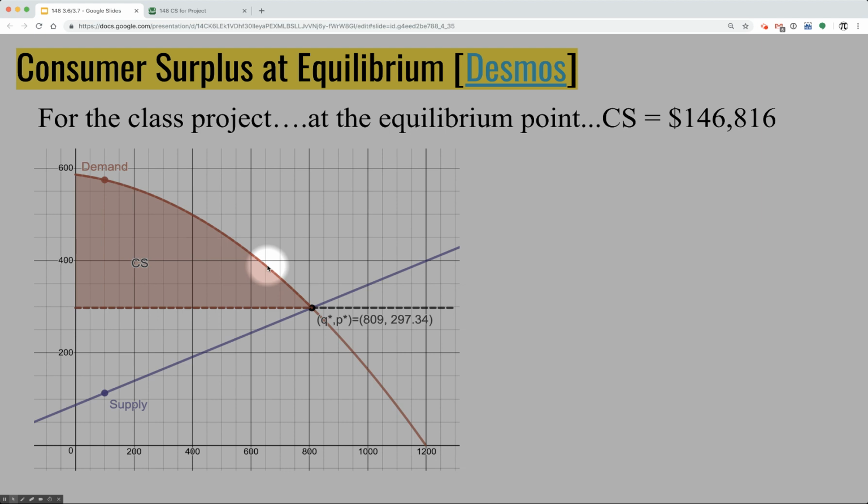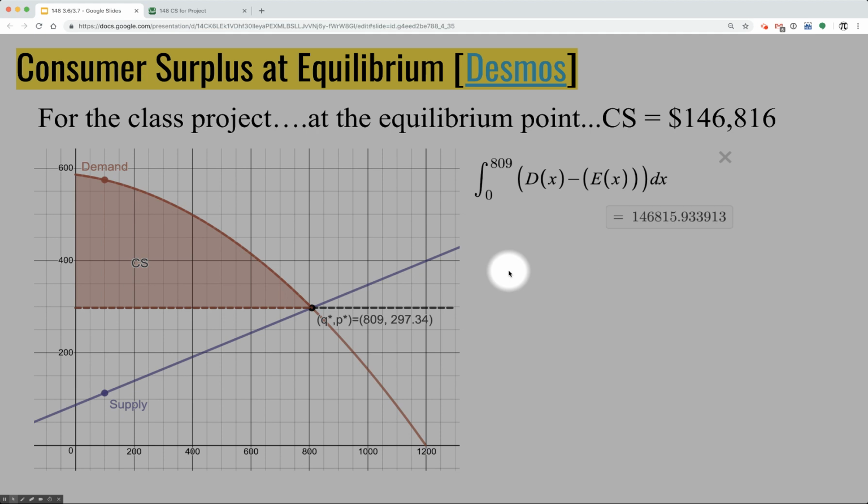However, in this particular video, we're going to look at the consumer surplus for a different region, and that's going to be the one that goes all the way up to the equilibrium point. And so that point takes place at a quantity of 809 items, not 625 like before. So we just want to make that distinction. So for the class project at the equilibrium point, the consumer surplus is about $146,816, and that's higher or bigger than it was at the price that maximizes the profits, because the area now is bigger.